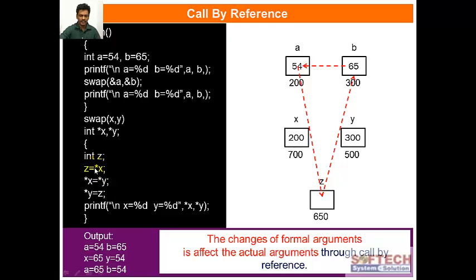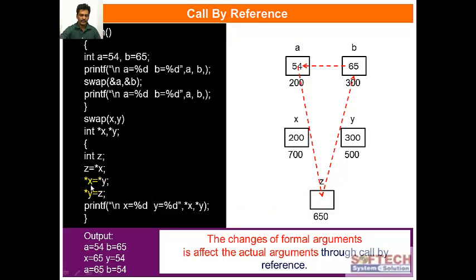Here star is value at address. So star represents value at. So x, what is x? X is 200. So we put star before x, value at 200. What is the value at address 200? It is 54. That 54 is assigned to z.